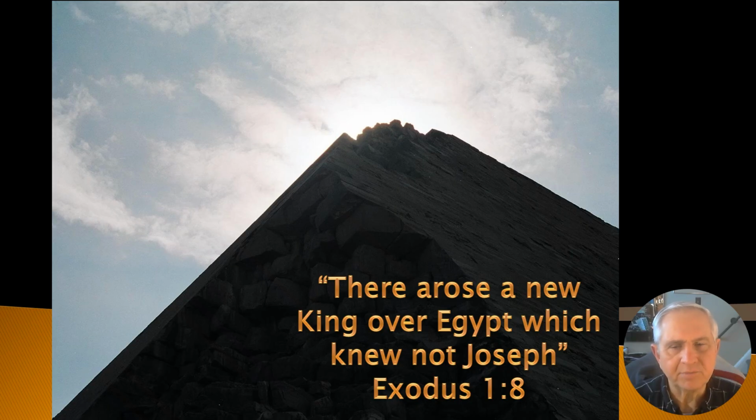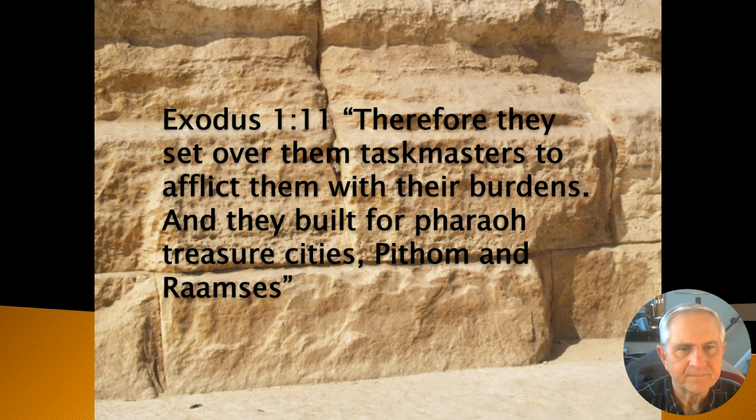So you can go to that book and it'll give you a lot more details, and I'll have a video about that. But we just want to concentrate on the Exodus route from Egypt. In Exodus 1:11, it says, "Therefore they set over them taskmasters to afflict them with their burdens. And they built for Pharaoh treasure cities, Pithom and Ramses."